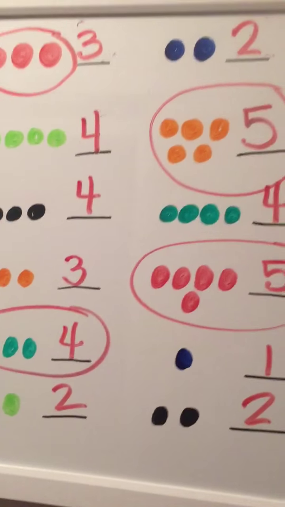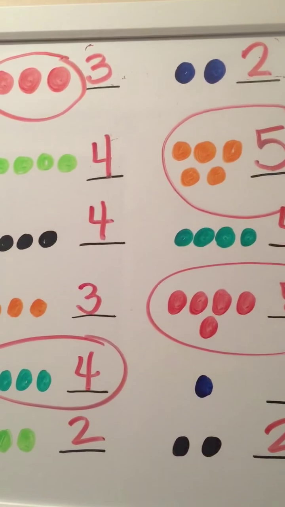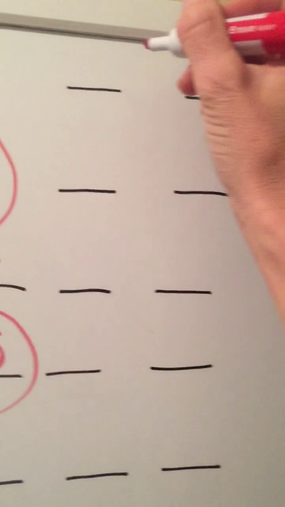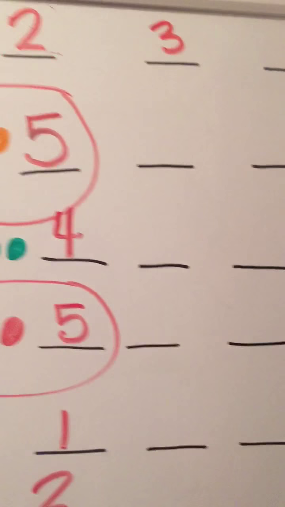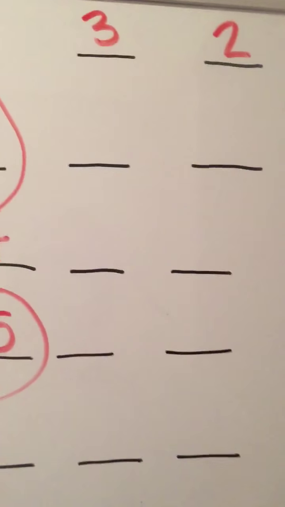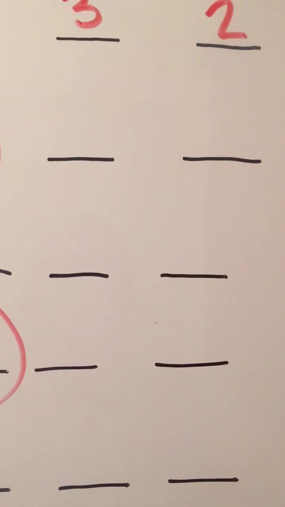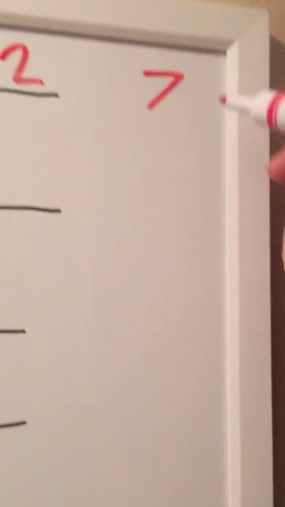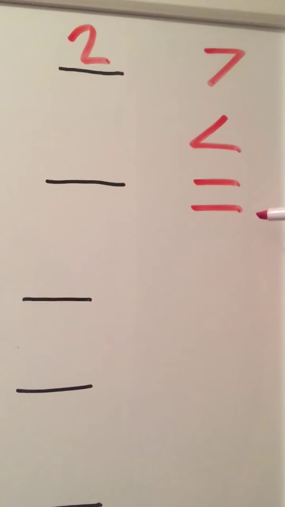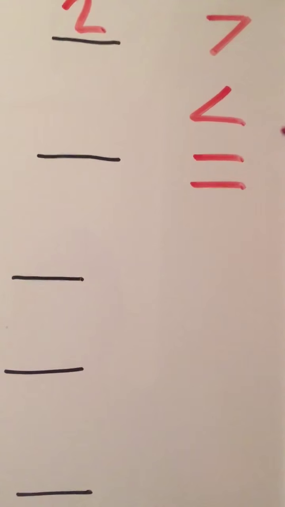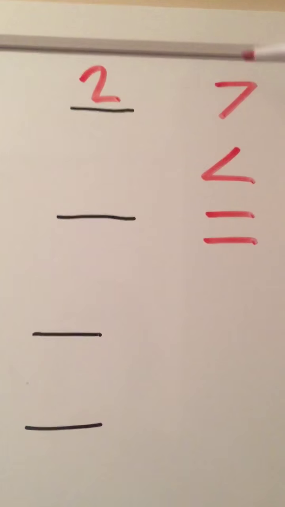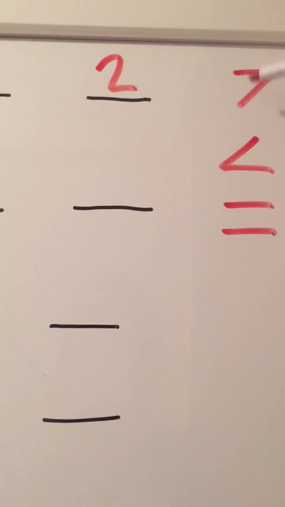Now what we're going to learn now is the symbols to show which one is greater. We're going to bring our numbers from here over to here. So we have 3 and 2. Now the symbols to show greater than and less than or equal to, these are the symbols. And the way that I was taught when I was a child is that the alligator mouth will always eat the bigger number. It will be open to the bigger number.